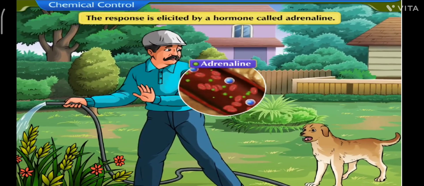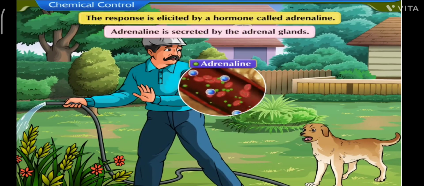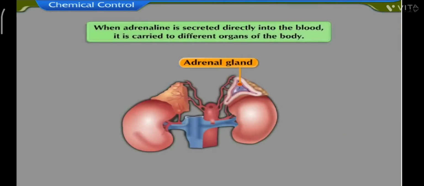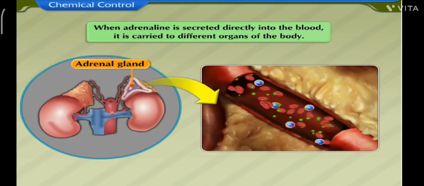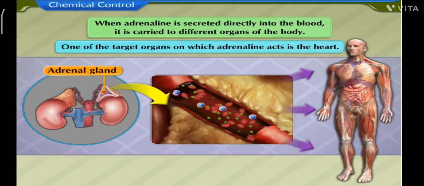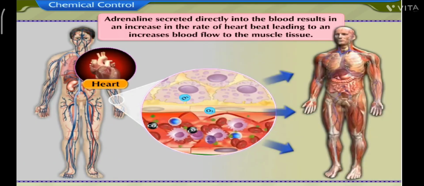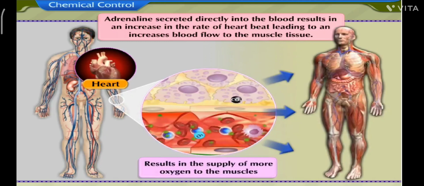In this situation, the response is elicited by a hormone called adrenaline. Adrenaline is secreted by the adrenal glands. When adrenaline is secreted directly into the blood, it is carried to different organs of the body. One of the target organs on which adrenaline acts is the heart. It results in an increase in the rate of heartbeat, leading to an increased blood flow to the muscle tissues. This results in the supply of more oxygen to the muscles.